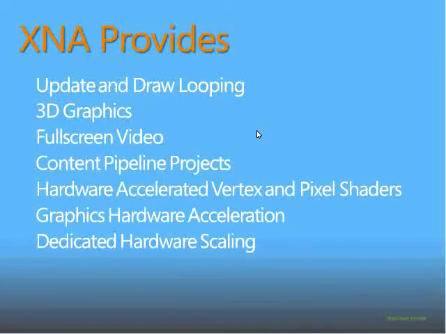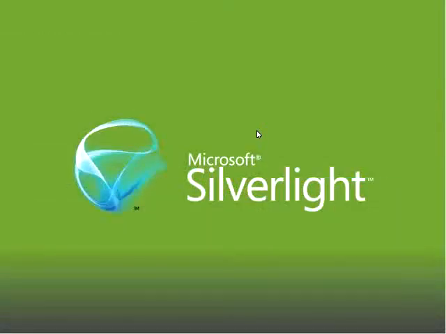It gives you this update and draw looping structure. This is the way that you can get access to 3D graphics. It gives you full screen video. You have a content pipeline project, which makes things really easy to consume if you're working with 3D models, audio, any of those things that come into a game. It gives you graphics hardware acceleration, meaning that you can do some things on the GPU so you don't have to bog down the CPU with your development. And also dedicated hardware scaling, which means that if you draw things small and then have it scale up, it does all of that on the GPU so you don't get really a performance hit.